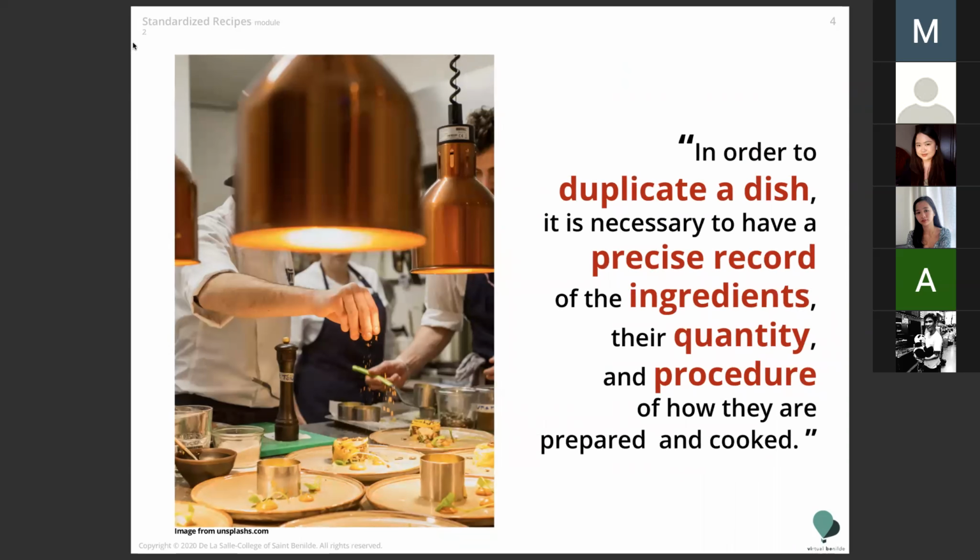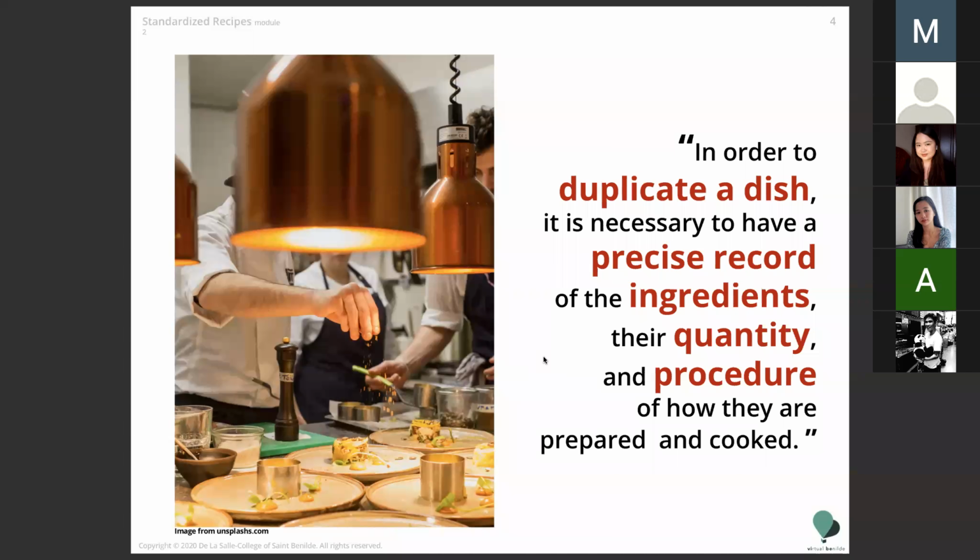Okay, so to give you a gist, why is a standardized recipe present? Why do we need to use this? In order to duplicate a dish, it is necessary to have a precise record of the ingredients, their quantity, and the procedure of how they are prepared and cooked. Say the keywords here: to duplicate a dish. It has to be precise: the ingredients, the quantity, and the procedure. Why does it have to be precise? From the word standardized, it means it's standard, meaning it has to be the same all the time.